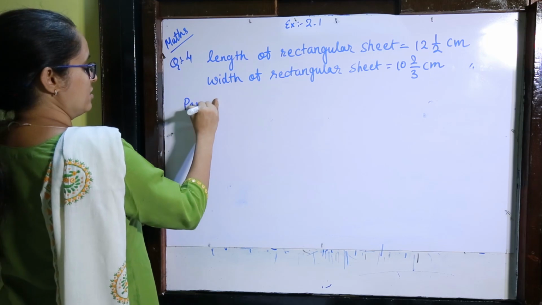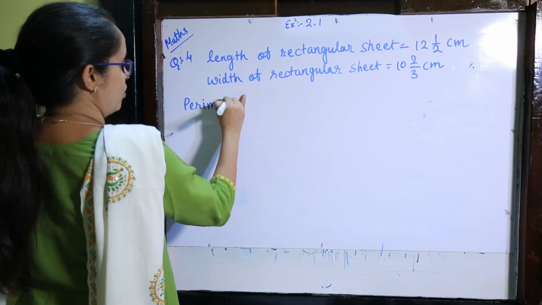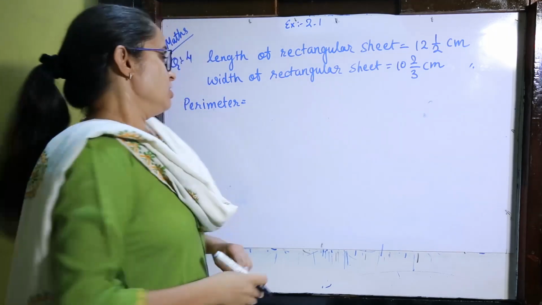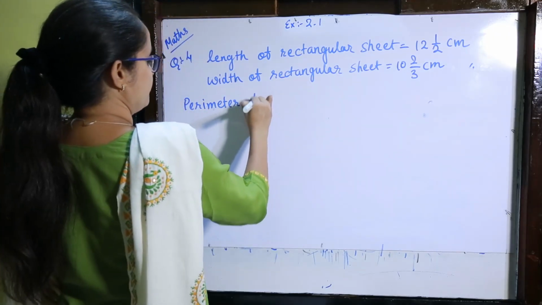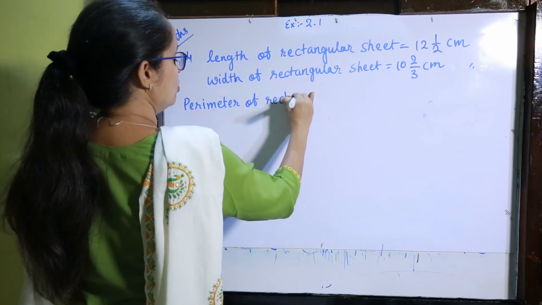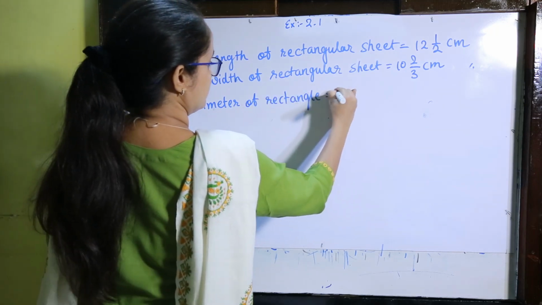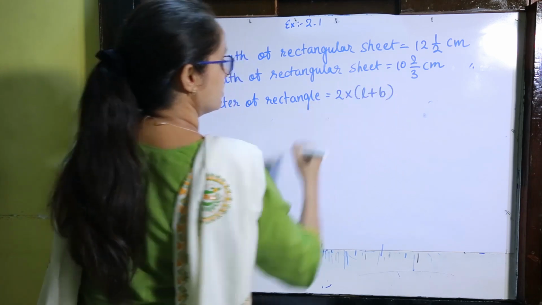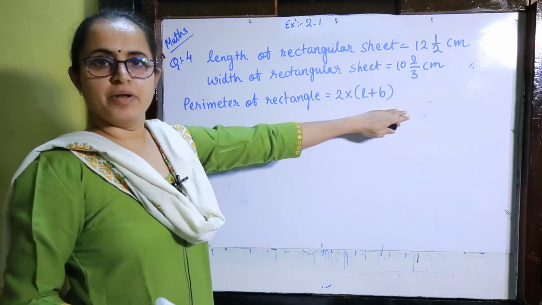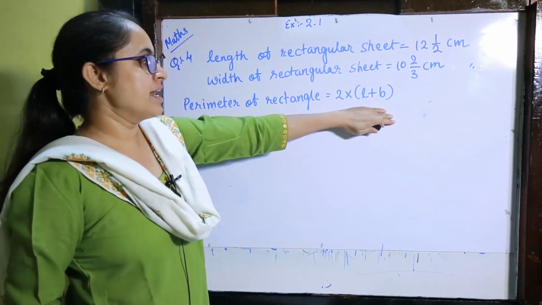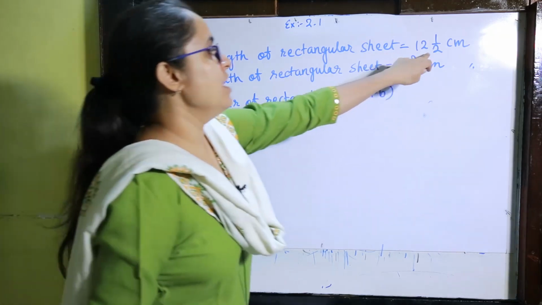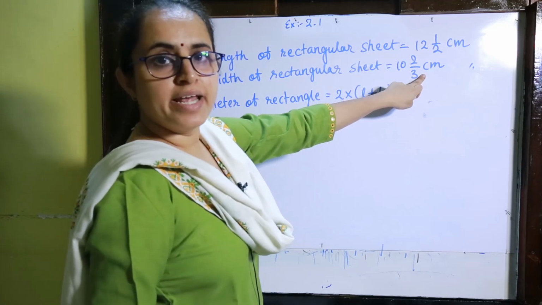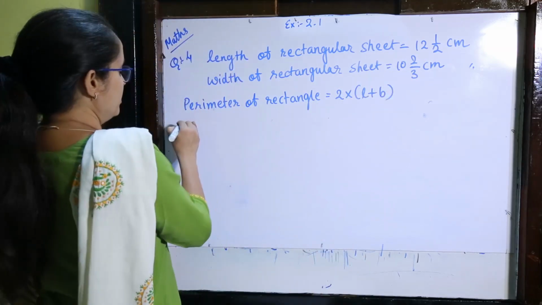So perimeter, now I have already taught you in the previous class the perimeter of a rectangle. So the formula for it is 2 in bracket L plus B. 2 multiplied by L plus B. This is the perimeter of the rectangle. Now L means length, B means width. Now L and B are given already in this. Okay. Now how will you do this?